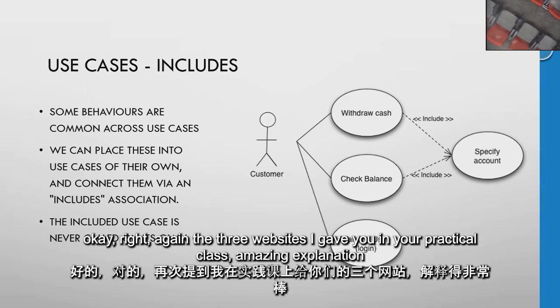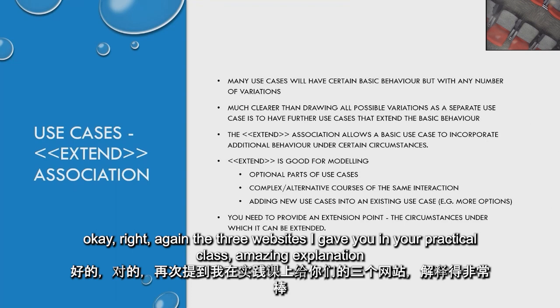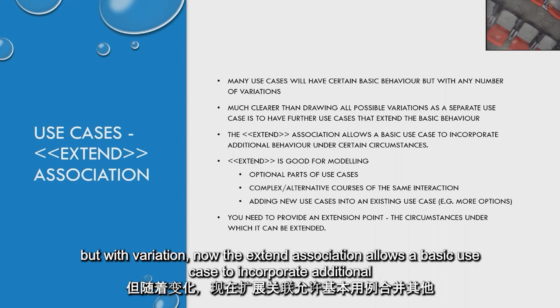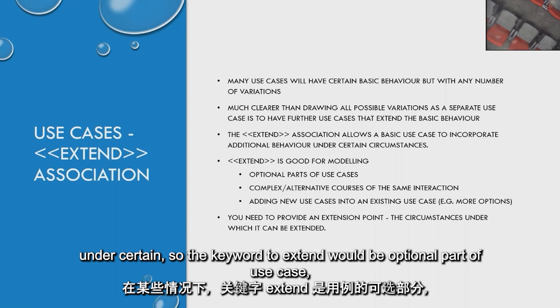Okay, right? Again, the 3 websites I gave you in your practical class have an amazing explanation of include and extend, which you have to read. Okay? In extend, many use cases will have certain variations. Now, the extend association allows a basic use case to incorporate additional behavior under certain conditions. So the keyword for extend would be optional part of the use case.